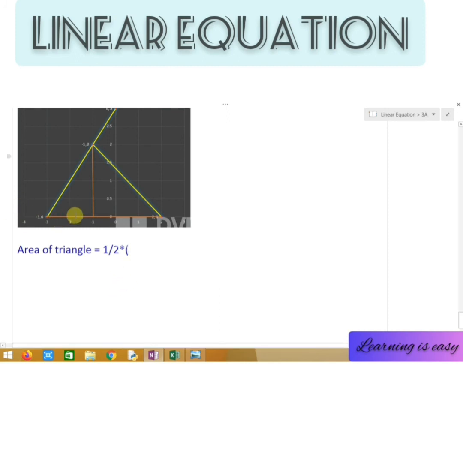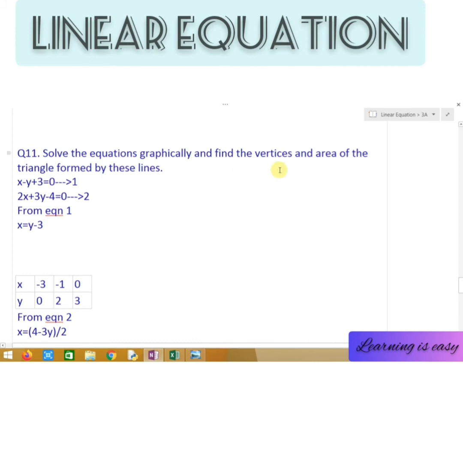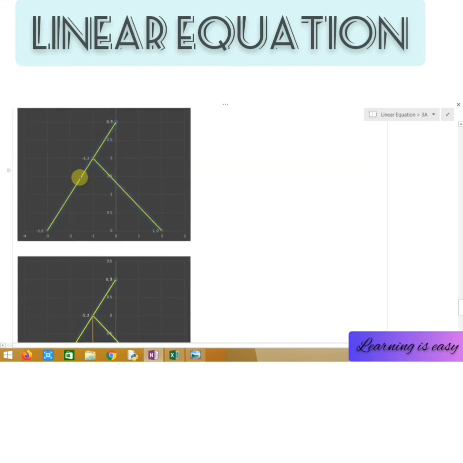So area is equal to half into base into height. The base is 5 units, if you see here. And the height is 2 because the y-axis is in 0.5 difference. So it's 2 square units. Then the area of the triangle is going to be 5 square units. Hope this is clear.